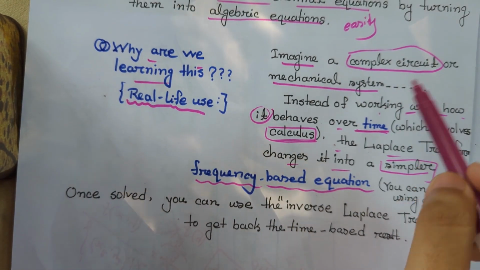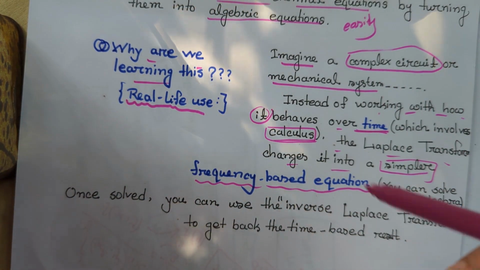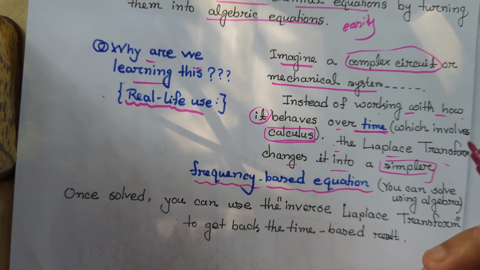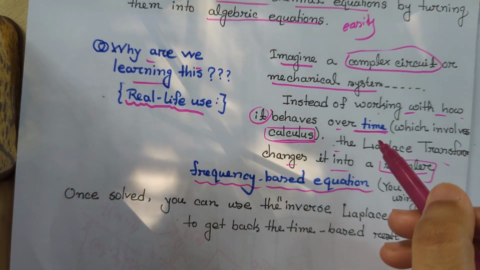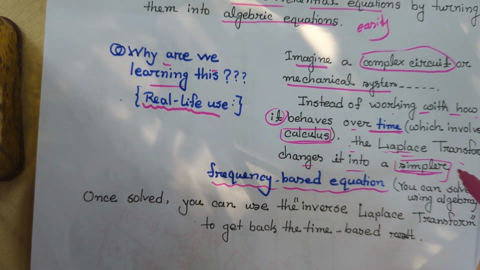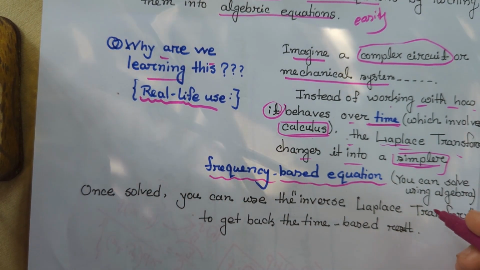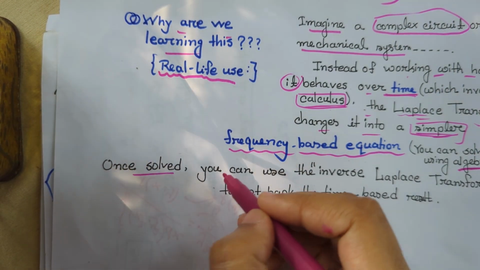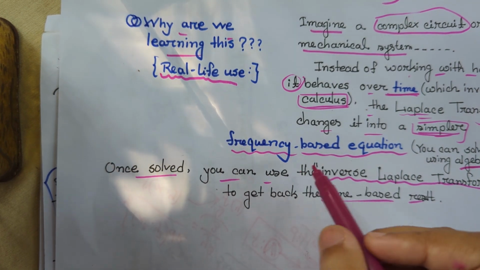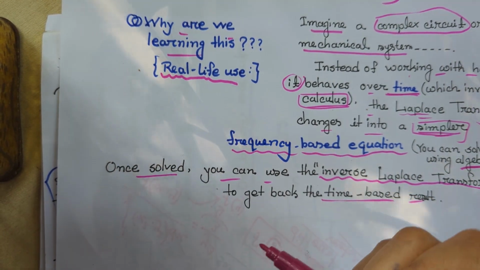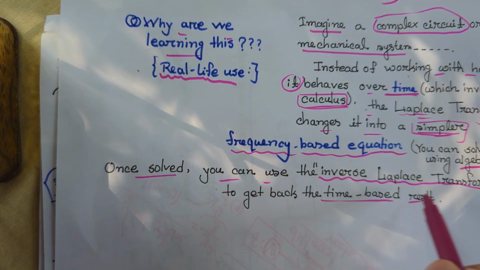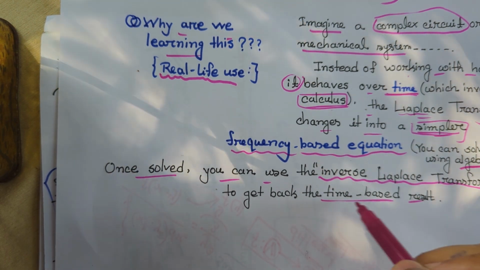Meaning in a complex circuit or mechanical system, there are time domain signals, which involve complex calculus that seems difficult to solve. But this Laplace transform changes those complex equations into frequency based equations, which are simpler than before, and we can solve them easily with algebra. Once solved, you can use the inverse Laplace transform to get back the time-based result. Suppose we need to find the time-based result. Then we will use the inverse Laplace transform and we will get our time-based result easily.